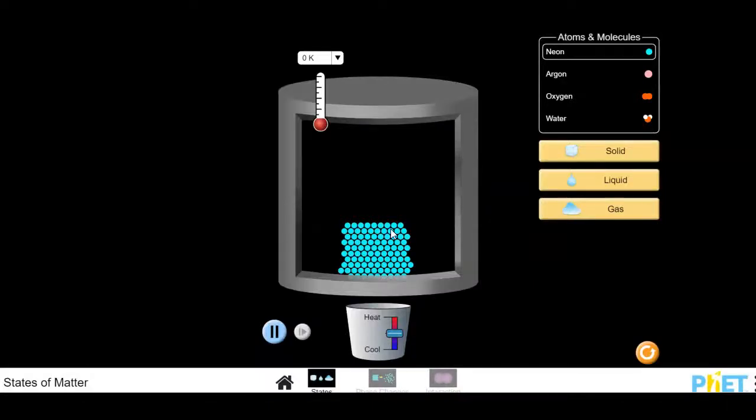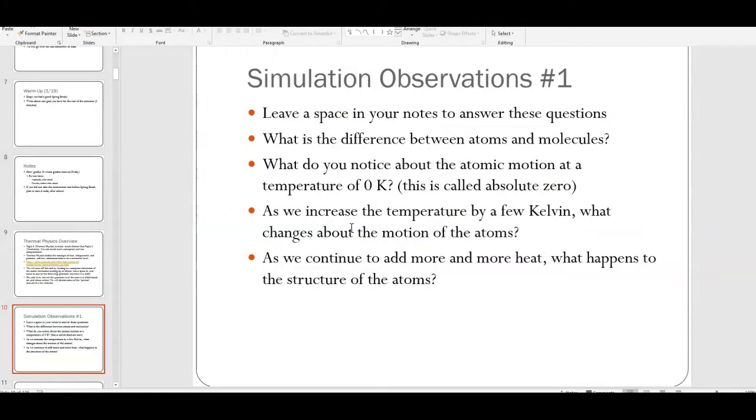Hopefully you notice that the motion of the atoms has stopped. Whereas before, each individual atom was moving, it was kind of vibrating a little bit, it was shaking, it was jiggling. At 0 Kelvin, at absolute zero, the atomic motion ceases. And by the way, in real life, we can't actually get to absolute zero, it's not possible. But theoretically, if we could, 0 Kelvin, absolute zero, would be the temperature at which all atomic motion stops. Okay, so that answers that question.